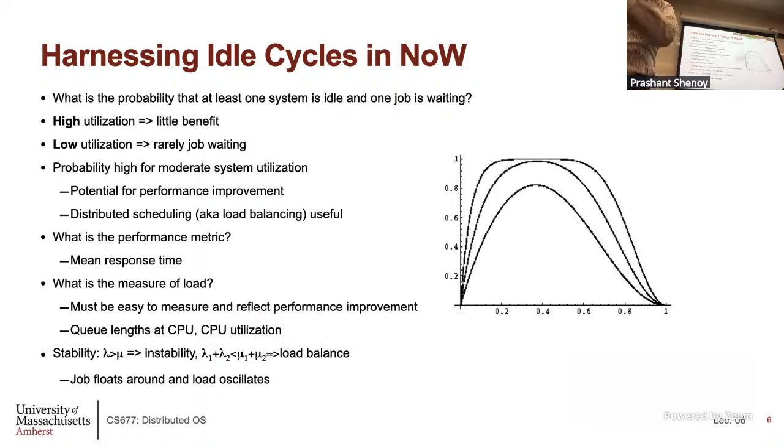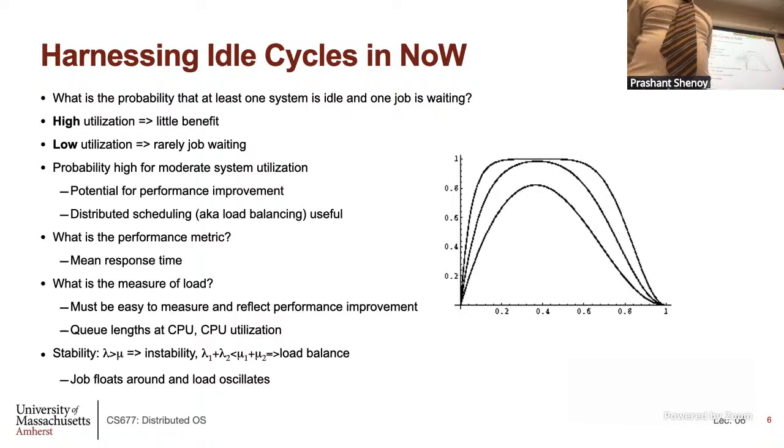Okay. So we are now considering a scenario where the machines in the network are heavily utilized. The first question we'll ask is, if the system is heavily utilized, what is the probability that there's an idle machine in the network? Low. All machines are by default utilized, so the chances of finding an idle machine is low. And we'll also ask, in that scenario, what's the probability that there's a job waiting to run?